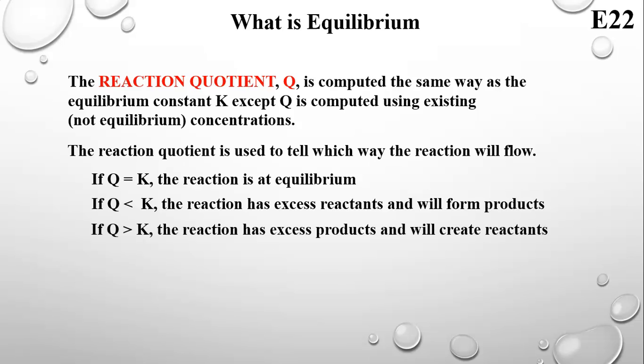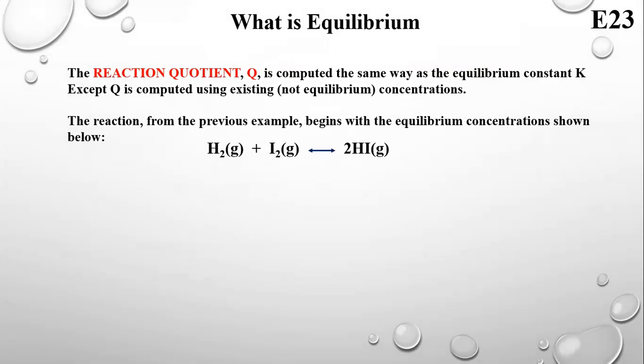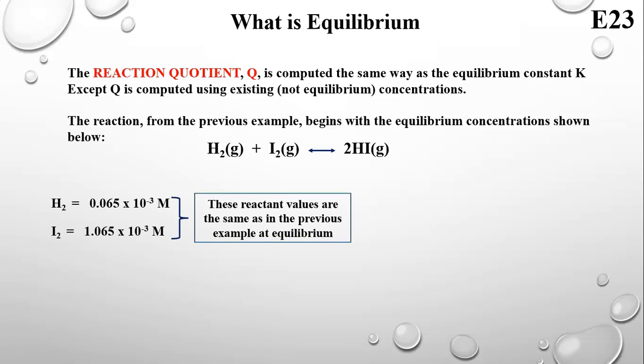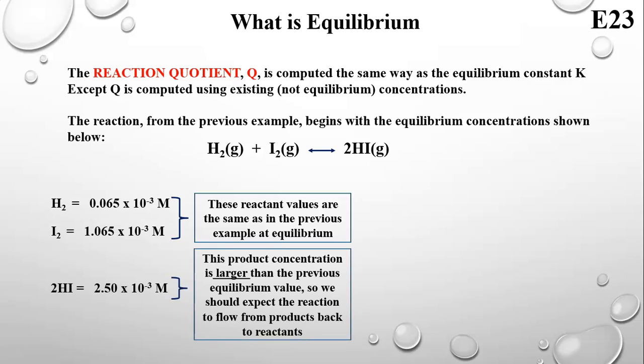If Q is greater than K, then that means the reaction has too many products. It has excess products, and so it's going to move backwards from right to left and form reactants. It's going to favor reactants. So let's go ahead and do one of these problems here. The reaction for the previous example is given to you here. We're going to use the same values for H2 and I2, the reactants, but we're going to pick a different value for the concentration of HI. We're going to pick 2.5 times 10 to the minus 3.